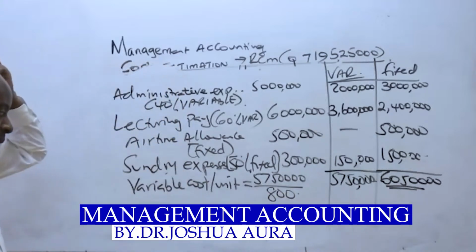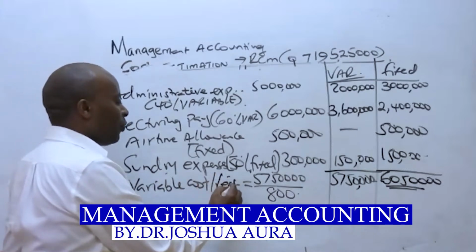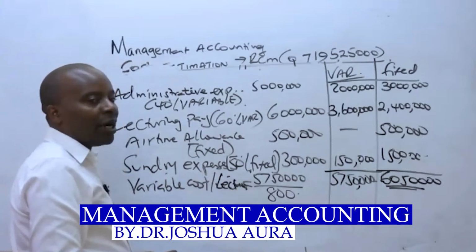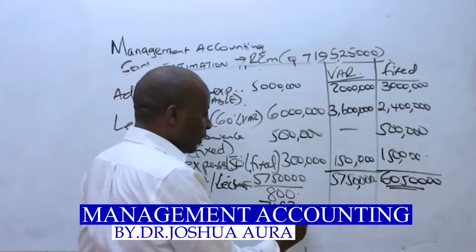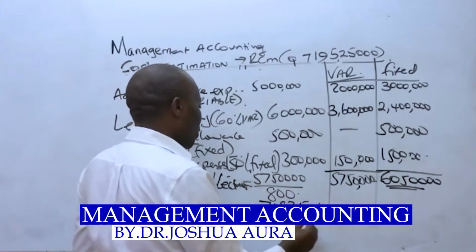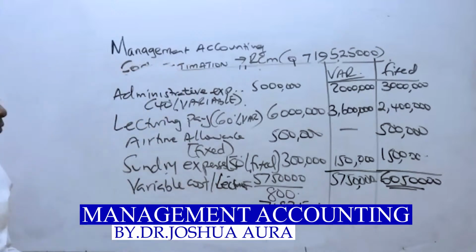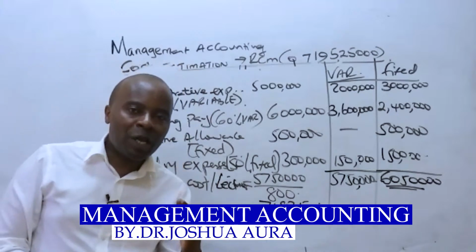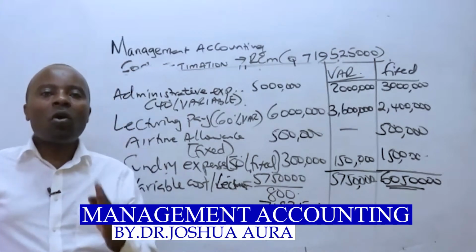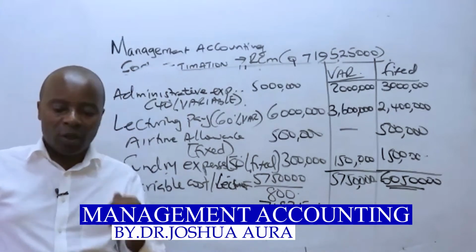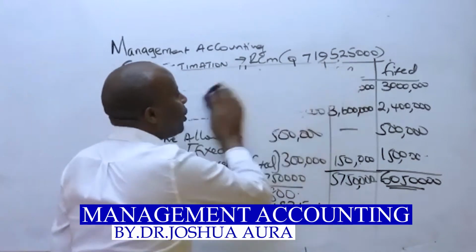So this will be the variable cost per lecturer. The unit of measure here is a lecturer. This gives us 7187.5. So each lecturer's variable cost is 7187.5. After getting the variable cost per unit, please move ahead and give us the cost equation as per the account analysis method.